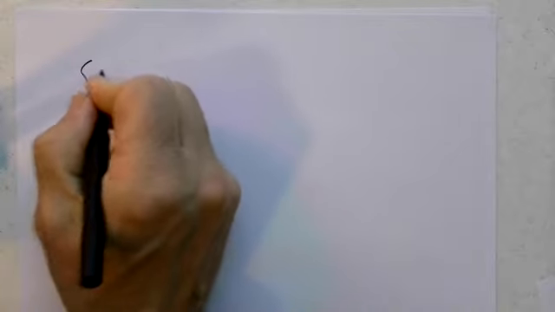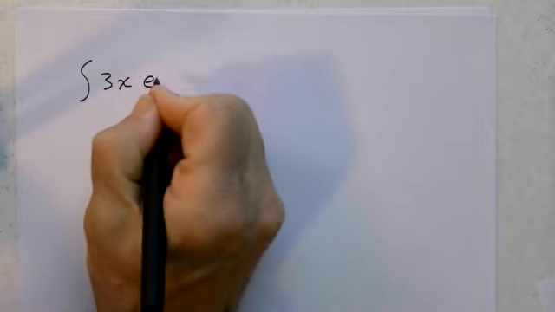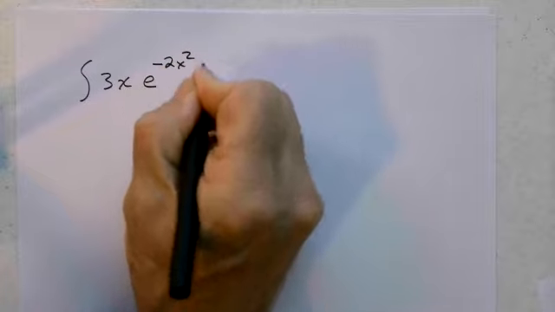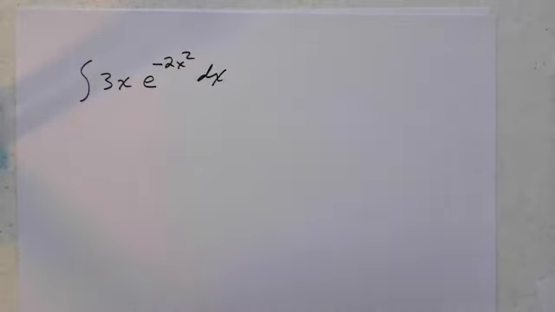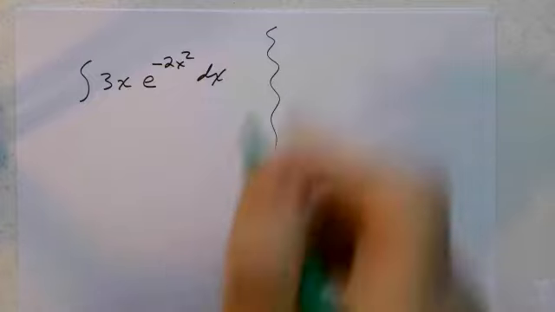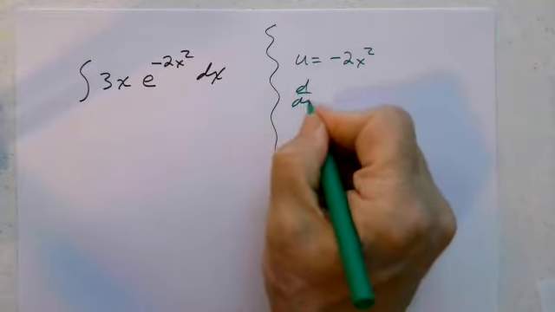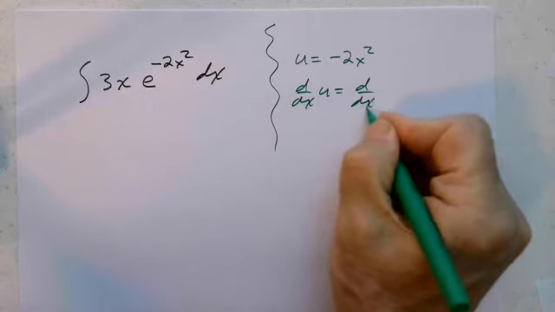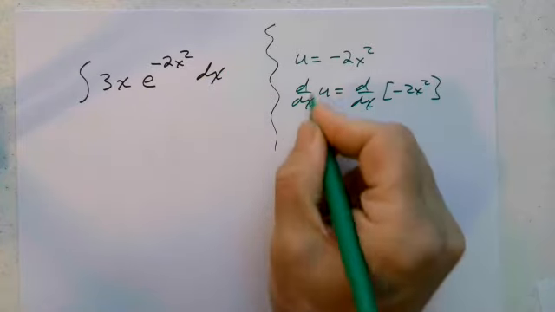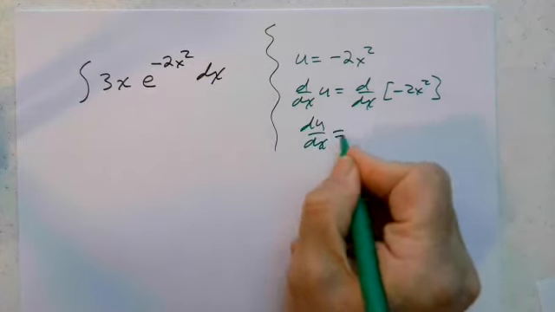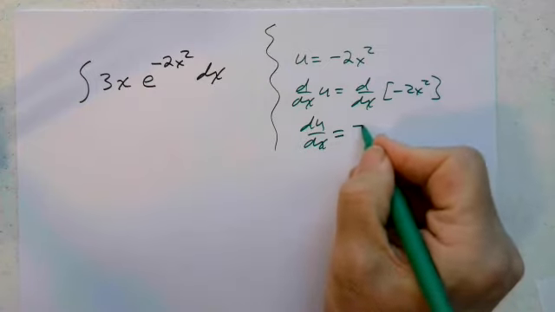So if I want to take a look at the following, what is the integral of 3x times e to the negative 2x squared dx? I've got to pick a u. And hopefully that will be enough for us to analyze how this is going to behave. So we'll say u is negative 2x squared. So we'll take the derivative with respect to x of u equals the derivative with respect to x of negative 2x squared. du dx is the derivative with respect to x of negative 2x squared, which is negative 4x.